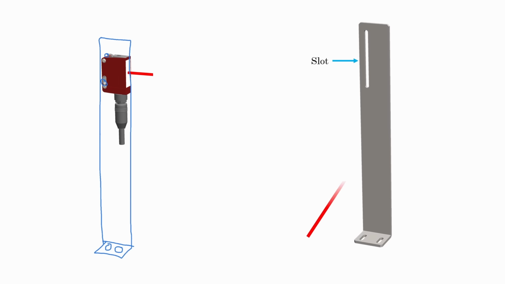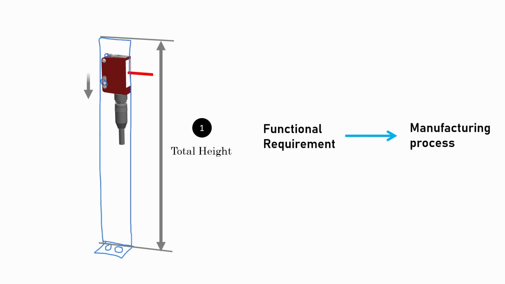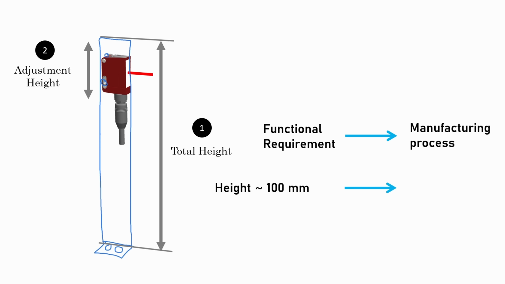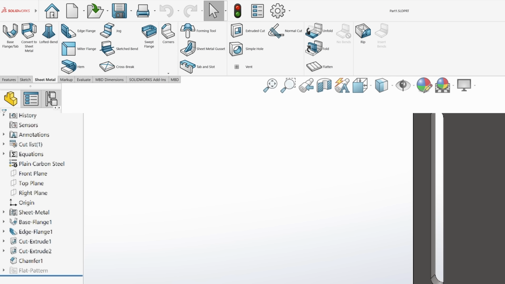Here, you should not start designing the sensor bracket until you fully understand the functional requirements and decide on one manufacturing process. In this case, one of the functional requirements is bracket height. If the bracket height is within 100mm, you can choose sheet metal and design it in the sheet metal module.